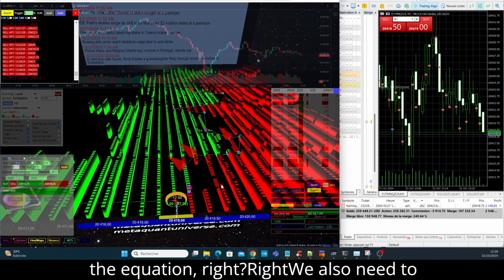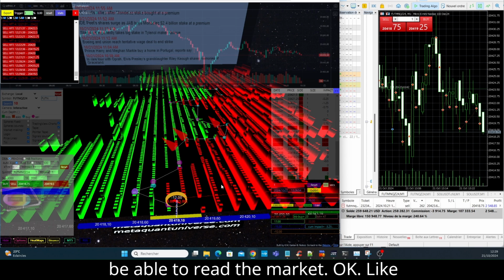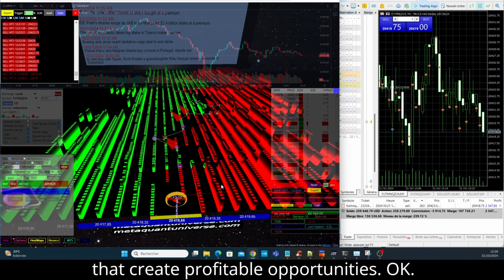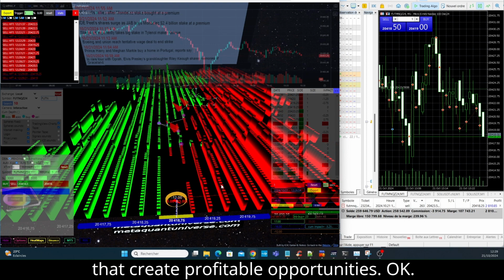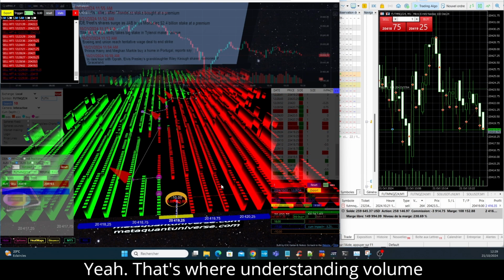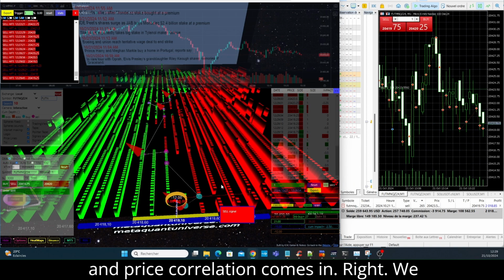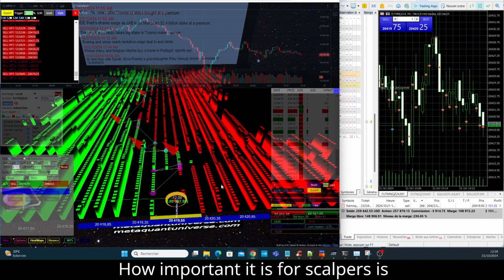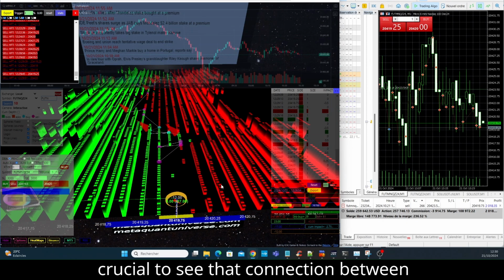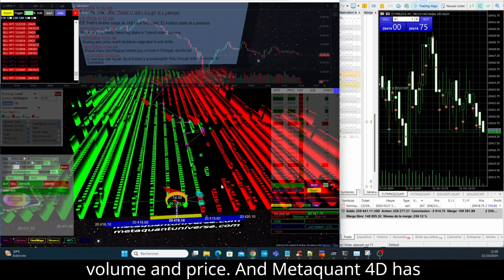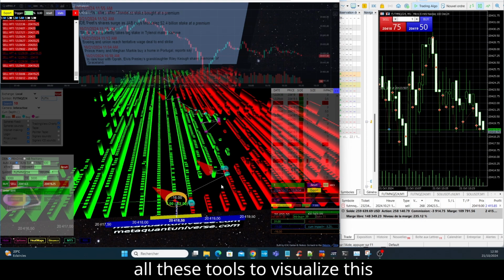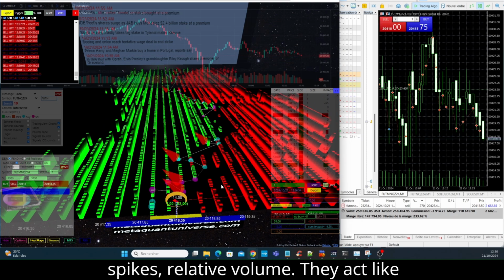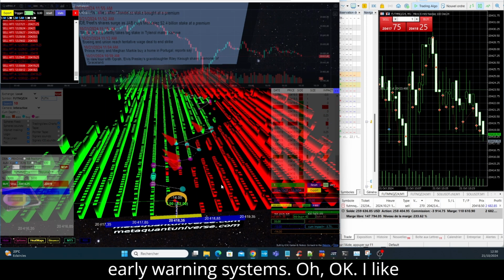But speed's only part of the equation, right? We also need to be able to read the market, like those subtle shifts in sentiment that create profitable opportunities. That's where understanding volume and price correlation comes in. We talked about that earlier, how important it is for scalpers. It's crucial to see that connection between volume and price. And MetaQuant 4D has all these tools to visualize this relationship, things like volume spikes and relative volume. They act like early warning systems.